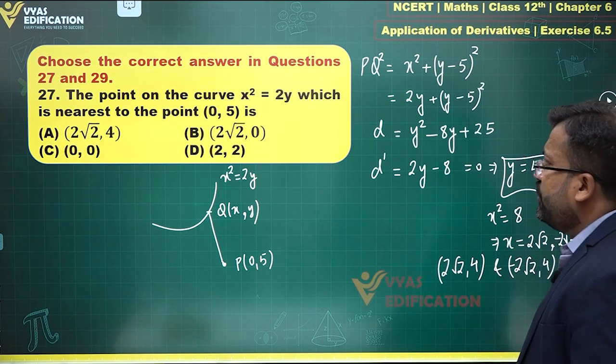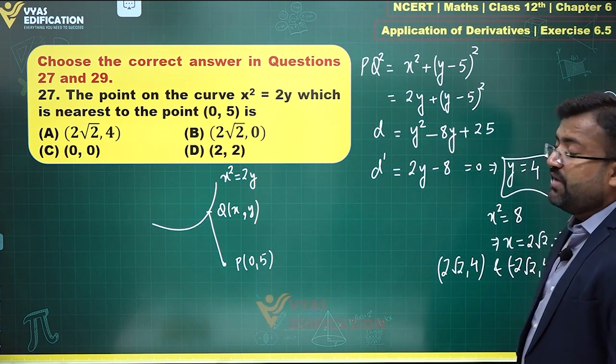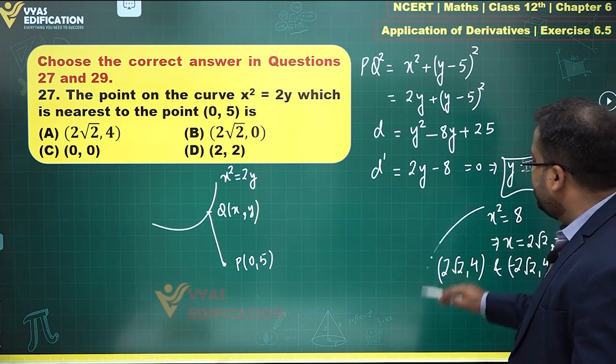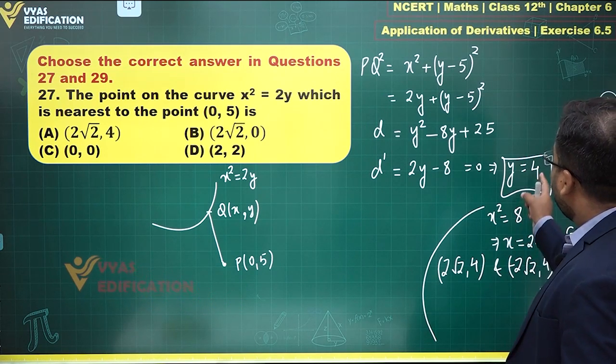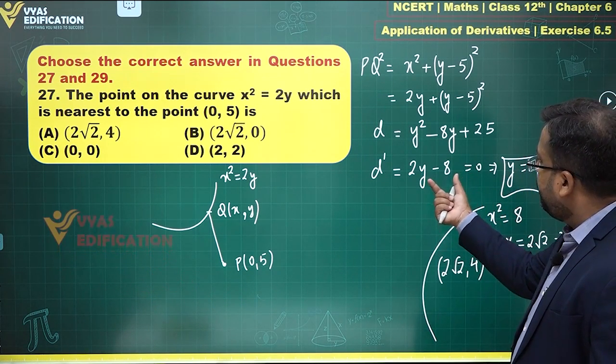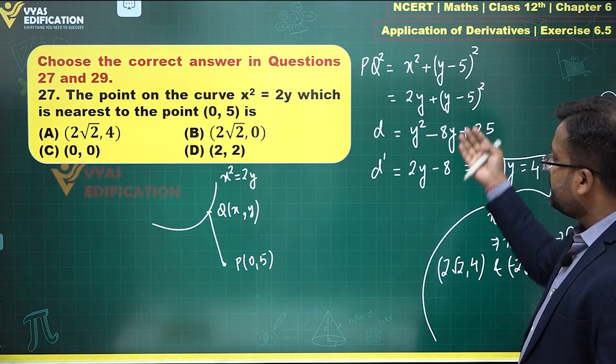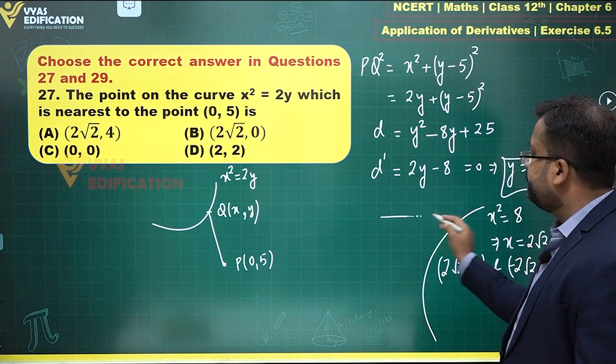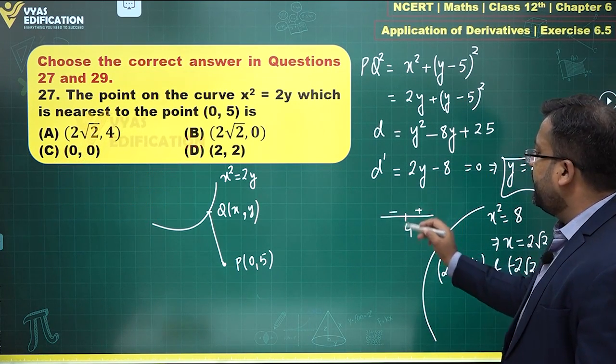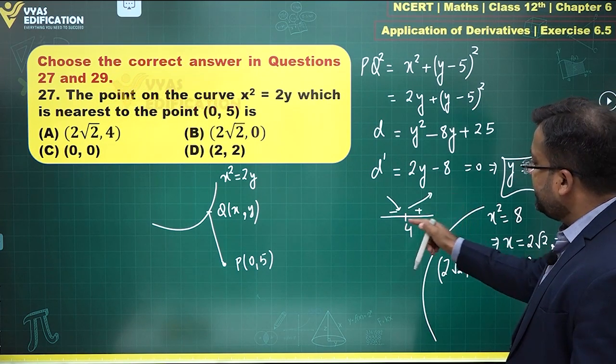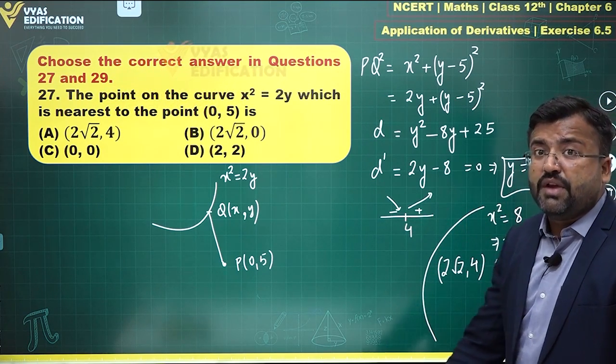Yes, by the way, we have only one of these options over here. But then we haven't proved yet that this is the minimum distance. y equals 4 is the critical point. For y greater than 4, this is positive. For y less than 4, this is negative. So 4 is the critical point, positive, negative. So this is decreasing and increasing. So for this, yes, the distance will be minimum.